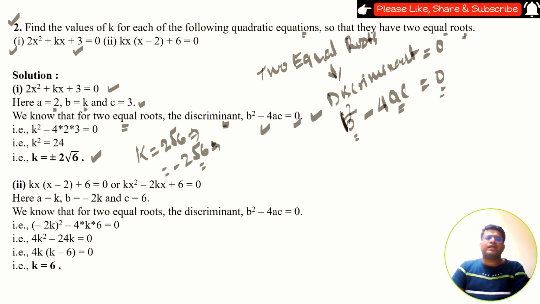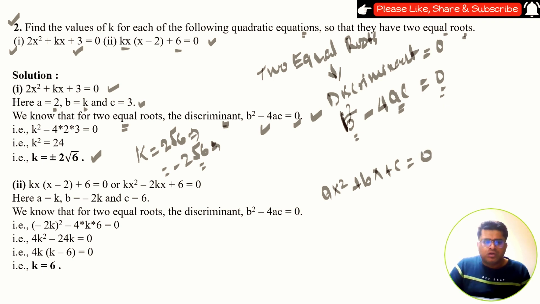Okay, student? And now your second part. First of all, you simplify this equation and write it in the form of the standard equation ax square plus bx plus c is equal to 0. After this, you compare these equations and you find a is equal to k, b is equal to minus 2k, and c is equal to 6. Put all these values in this equation. For two equal real roots, what is the discriminant? b square minus 4ac is equal to 0.